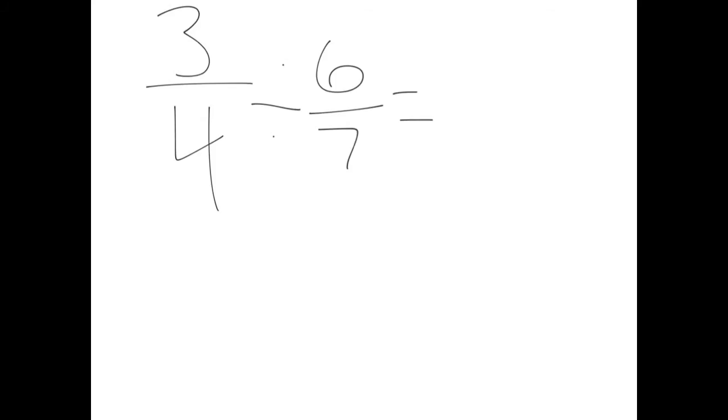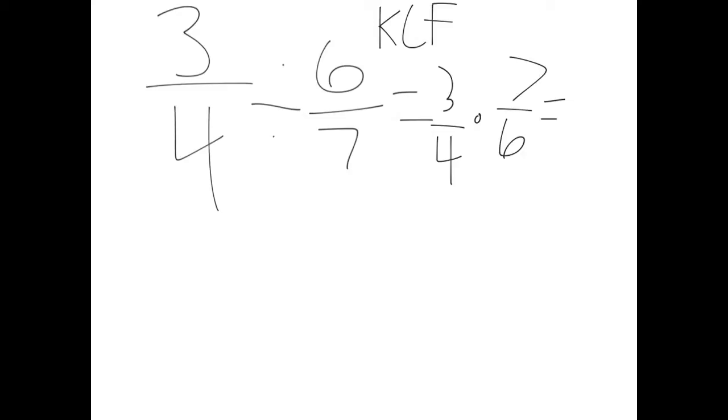So 3/4 divided by 6/7. You're going to rewrite that, use KCF, and you'll write it as 3/4 times 7 over 6. And then that equals 3 times 7 and 4 times 6. And you make that one and make this 2. And then you'll get 4 times 2 is 8, and 7/8 is your answer.